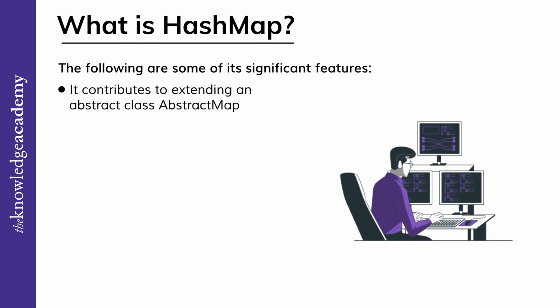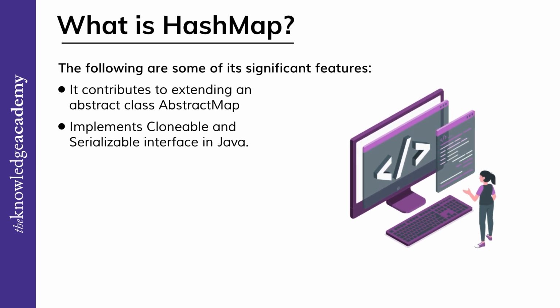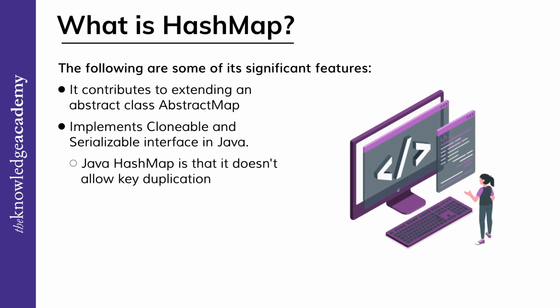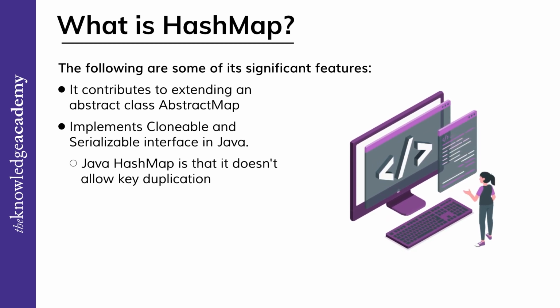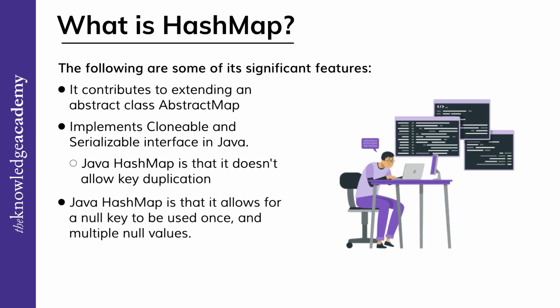It extends the abstract class AbstractMap, which also offers an incomplete implementation of the Map interface. It implements the Cloneable and Serializable interfaces in Java. One important feature of Java HashMap is that it doesn't allow key duplication. This implies that a key cannot have more than one value, but more than one key can have a single value.